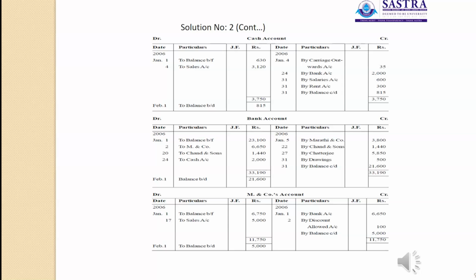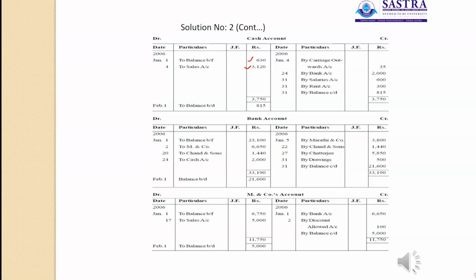Next we have to prepare the cash account. Cash account is also an asset account, so that shows the debit balances. January 1st, to balance brought down rupees 630. Then January 4, goods sold for cash. So to sales account 3,120. Goods sold for cash rupees 3,120.